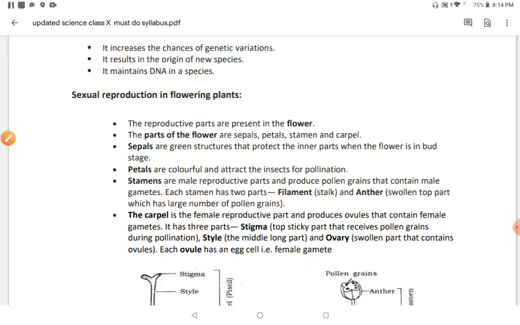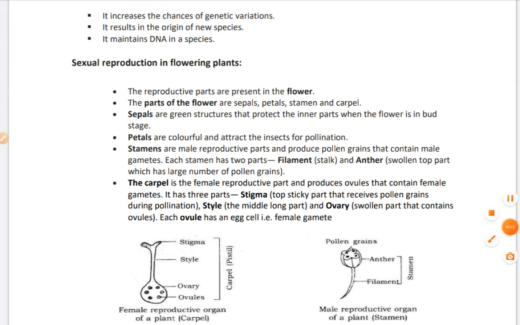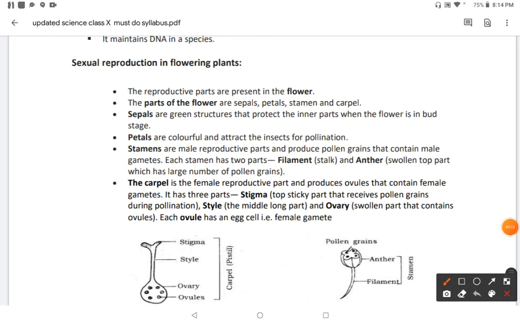Now this is about sexual reproduction in human beings, and we will discuss sexual reproduction in flowering plants. In flowering plants, the reproductive parts are present in the flower, and the parts of the flower are sepals, petals, stamen and carpel.